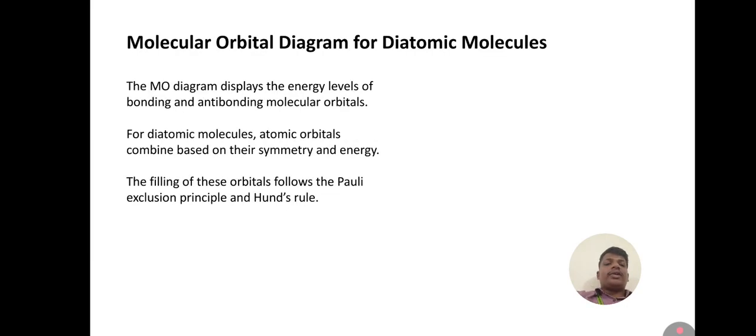Next, molecular orbital diagram of diatomic molecule. The molecular orbital diagram displays the energy levels of bonding and anti-bonding molecular orbitals. For diatomic molecules, atomic orbitals combine based on their symmetry and energy. The filling of these orbitals follows the Pauli exclusion principle and Hund's rule.